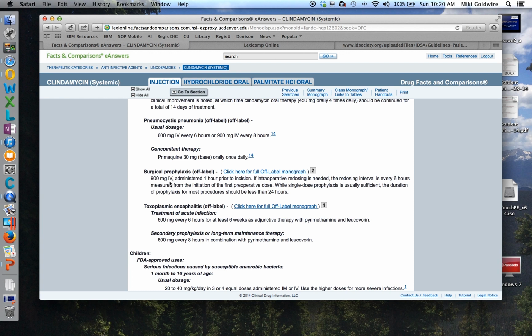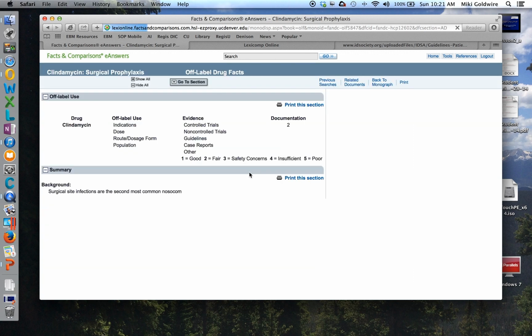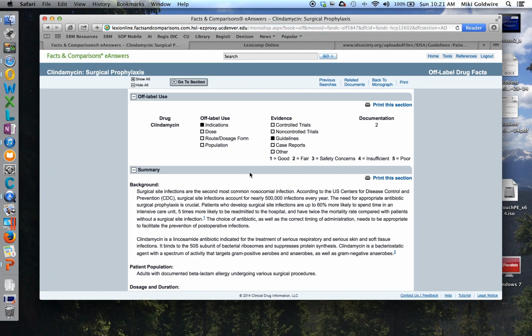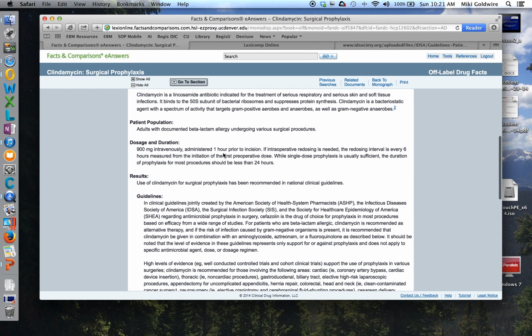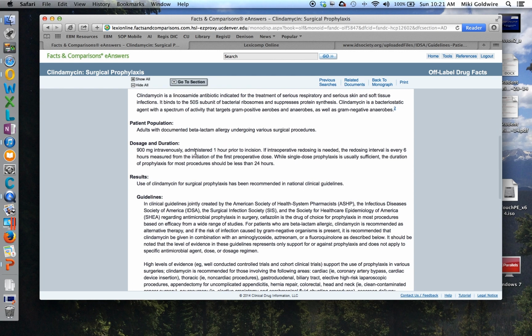But it says it's 900 milligrams IV administered 1 hour prior to the incision. And I can click the hyperlink here for the full monograph. So again, this off-label drug use monograph tells me that the indication is surgical prophylaxis, and the evidence is from guidelines, so it's recommended in a guideline for use. And the dosage is 900 milligrams intravenously administered 1 hour prior to incision, and redosing every 6 hours if needed.